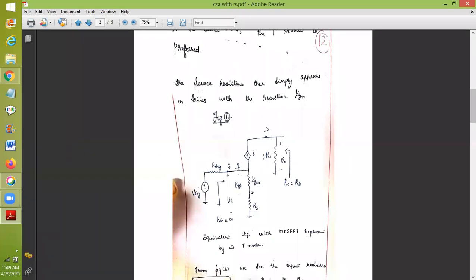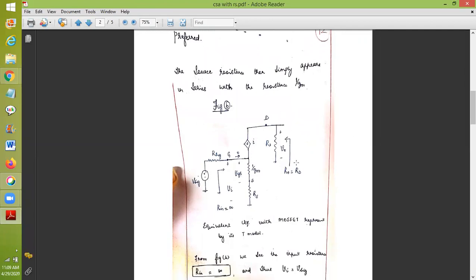What is your RD resistance? It is RD. What is the current here? The current here is ID. So since the current is flowing from higher potential to lower potential, or applying the KVL here, we can write it as V0 is equal to minus ID into RD. Why minus? Because from higher potential to lower potential, according to the sign convention, it is negative. Okay. So V0 is equal to minus ID into RD, or we can apply KVL here.